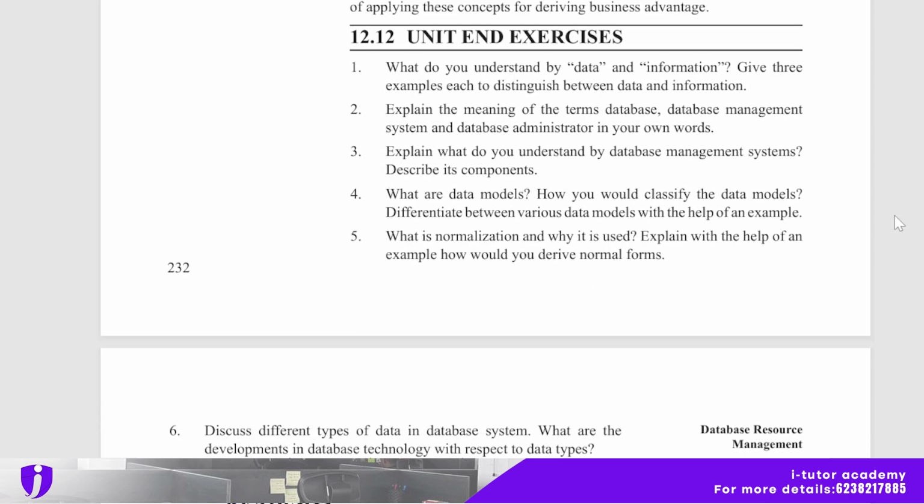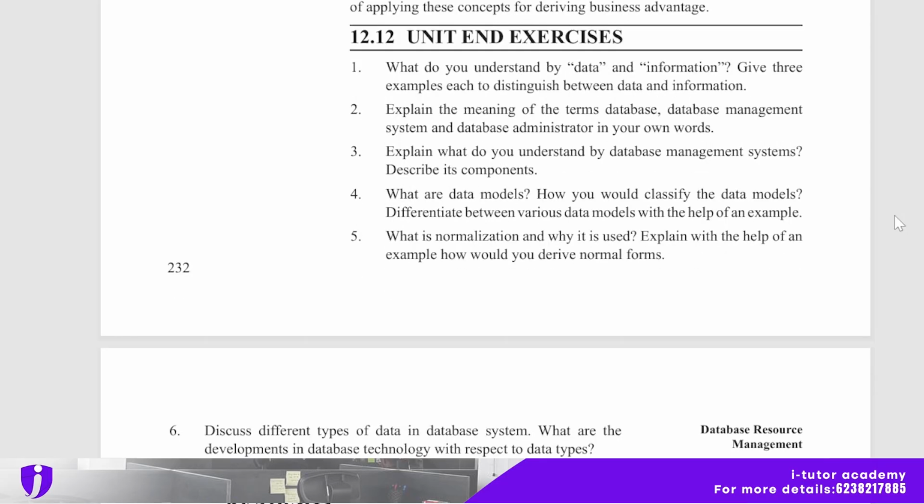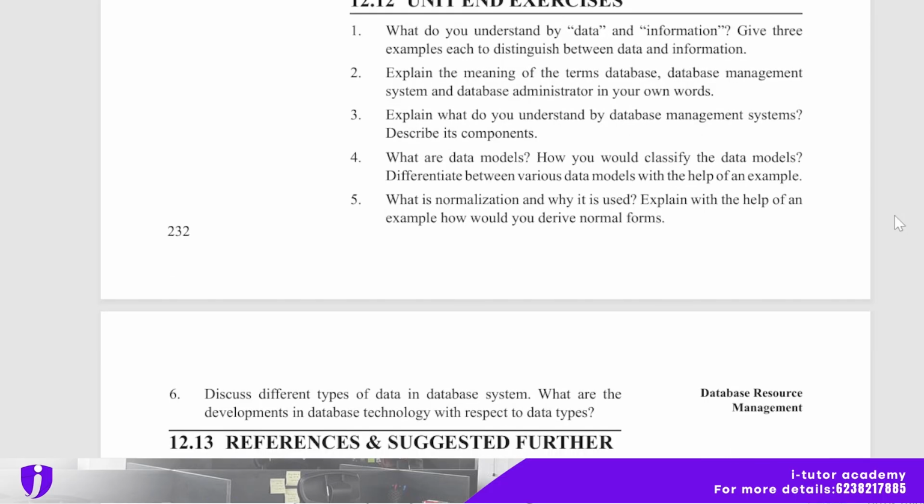So a total of 6 questions are there. It's very important, like your assignment, so you just do it. What do you understand by data and information? Give 3 examples each to distinguish between data and information. Second, explain the meaning of the terms database, database management system and database administrator in your own words. And explain what you understand by database management system and describe its components.